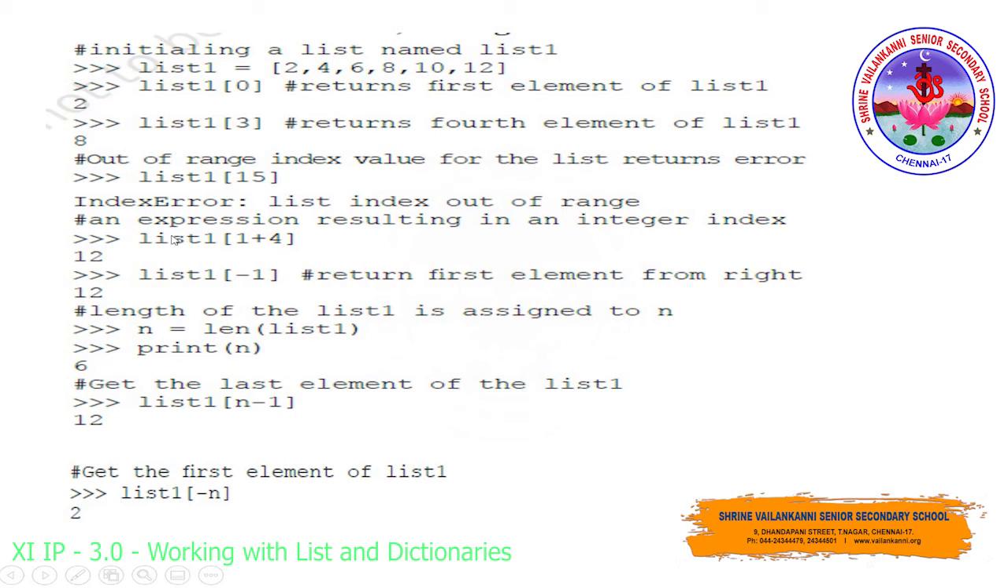And now list 1 of 1 plus 4. It is not that you have to access based on the index positions alone. You can even access by using the arithmetic operators like plus and minus also. So if I give list 1 of 1 plus 4, what is the count of 1 plus 4? 5. So it will directly go to the fifth position. So in the fifth position you have the value 12, that will be retrieved. Similarly, if I give minus 1, in minus 1 you have 12, and even based on the length of the list also you can access the values.